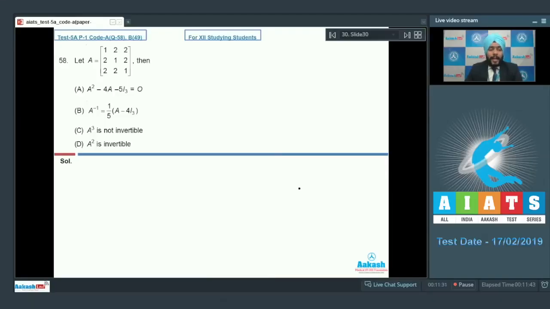Question number 58 says that A is a given 3 cross 3 matrix, given as [1 2 2; 2 1 2; 2 2 1]. Then we have to choose the following options. So let us start with the characteristic equation involving A. Determinant of A minus lambda I is equal to 0. So we have |1 minus lambda, 2, 2; 2, 1 minus lambda, 2; 2, 2, 1 minus lambda|.